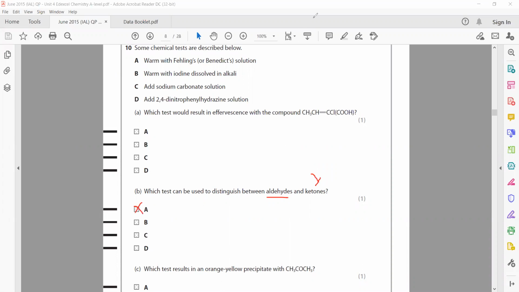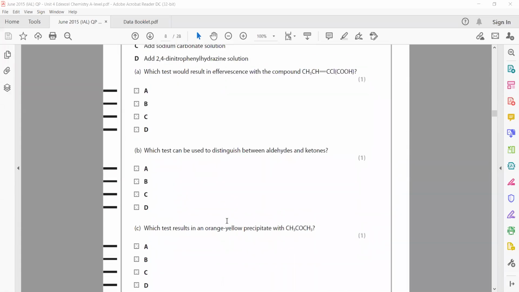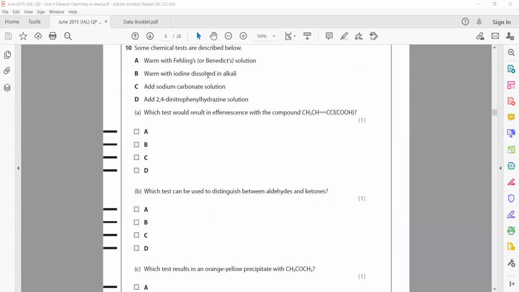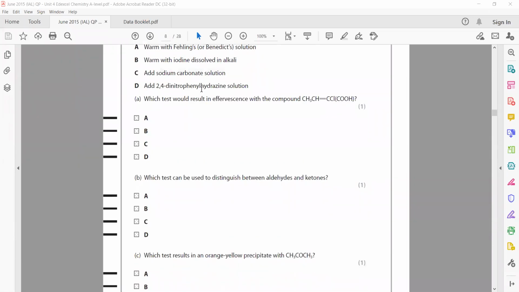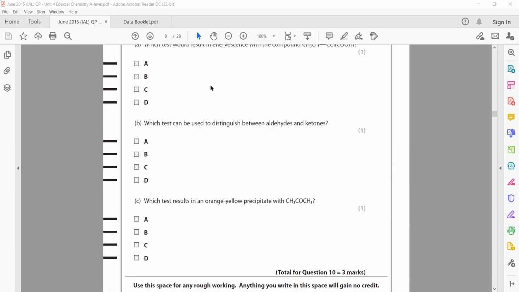Which test results in an orange yellow precipitate? So the triiodomethane reaction, that is adding warm with iodine dissolved in alkali, will give a yellow precipitate, but not orange yellow. Because they mention orange yellow here, that is 2,4-dinitrophenylhydrazine. That's why D will be the right answer.